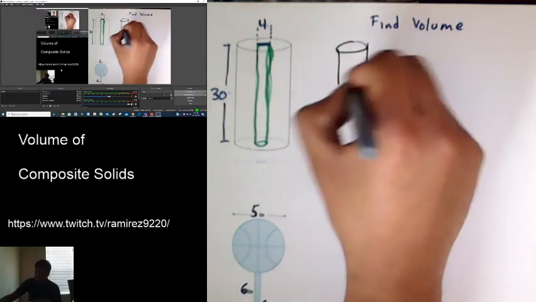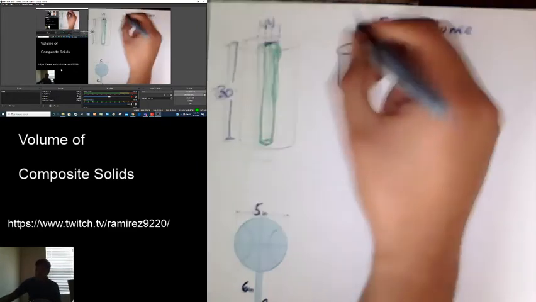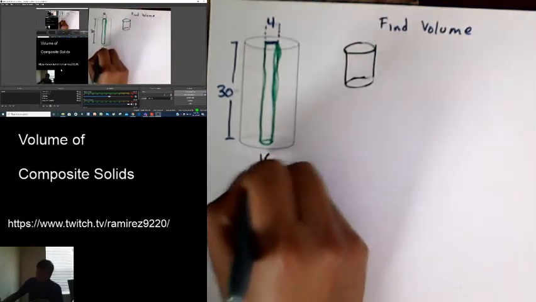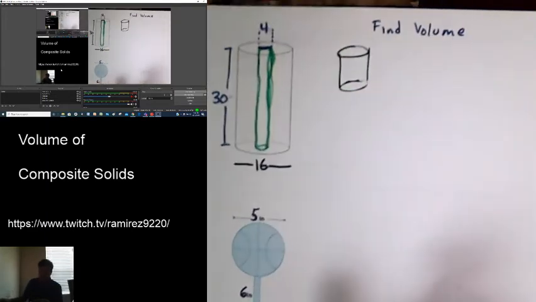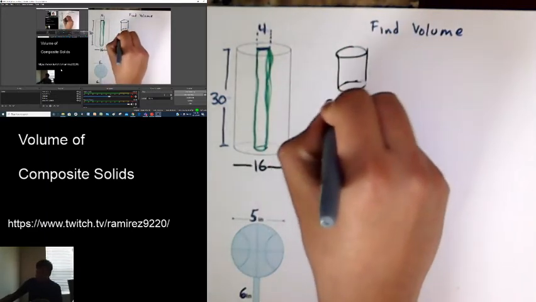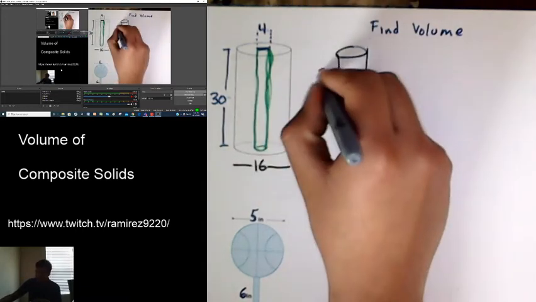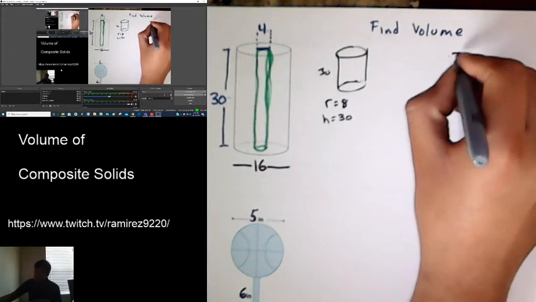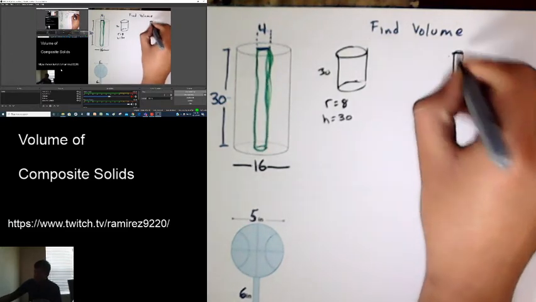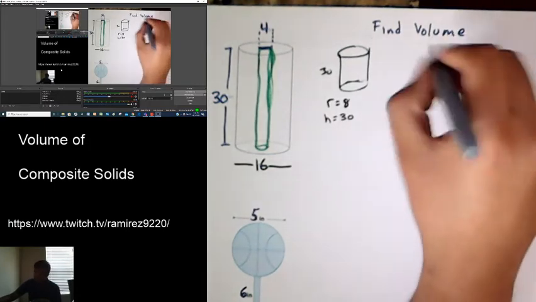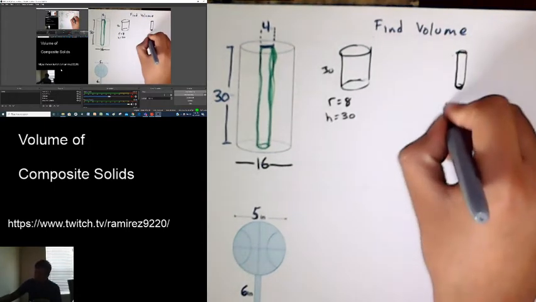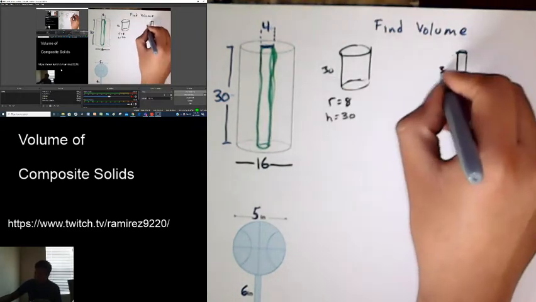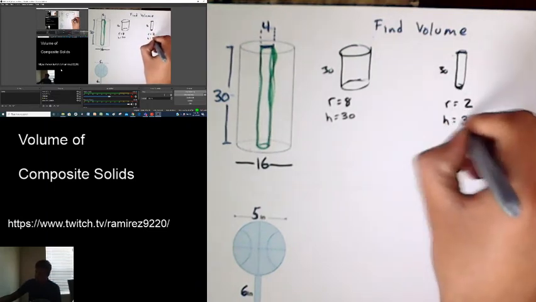Again, you could redraw them if you want. On the big cylinder, there's a number here on the bottom. They're telling us that the diameter is 16, and therefore I know that the radius is 8. The height is 30. And the smaller one, the cylinder we subtract, we know the diameter was 4, so automatically the radius is half of that, which is 2. And the height was the same, so again, the height is still 30.